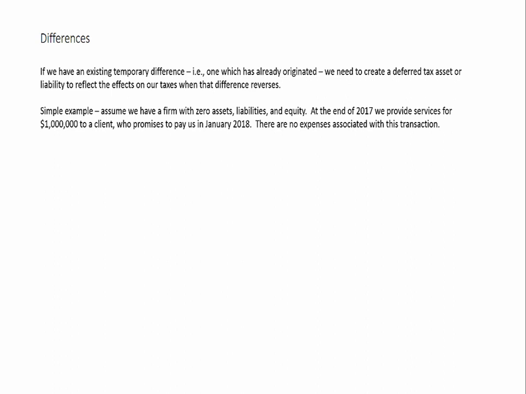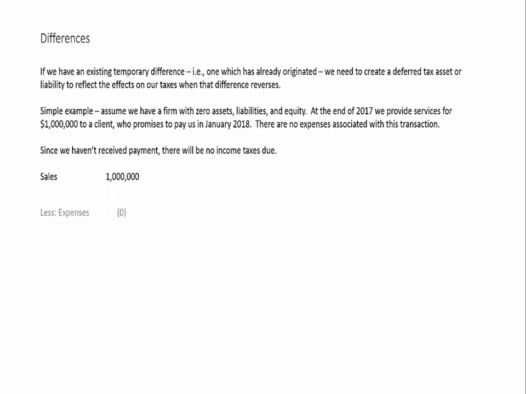Okay, let's go ahead and go through a simple example. Let's assume we have a firm with 0 assets, 0 liabilities, and 0 equity. So again, a very extraordinarily simple company. And at the end of 2017, we provide services for $1 million to a client who promises to pay us in January of 2018. And again, just to keep things simple, let's assume there are no expenses associated with this transaction. Now, since we haven't received payment yet in 2017, there will be no income taxes due. So if we weren't fully working through this, we'd make up the following income statement.